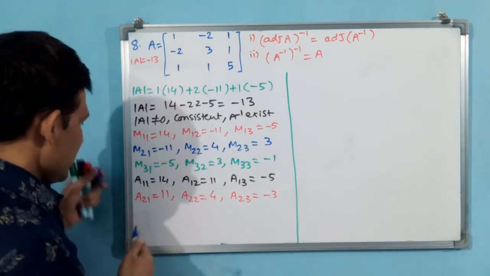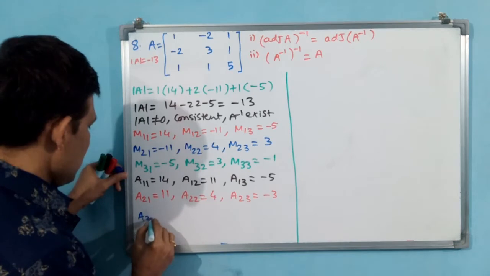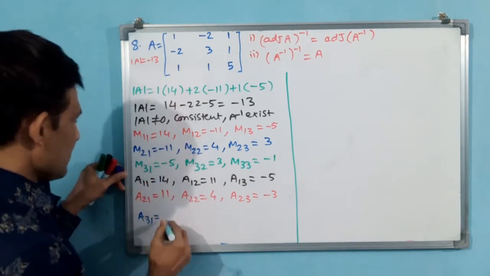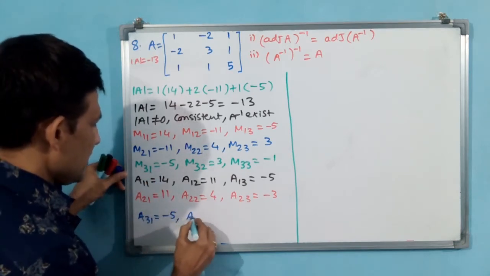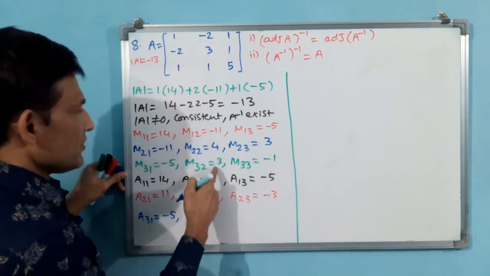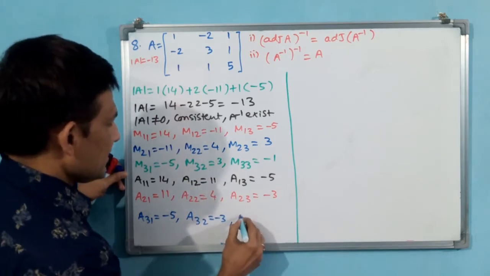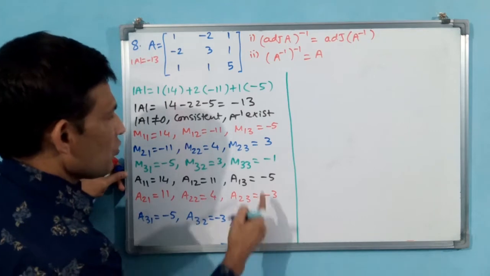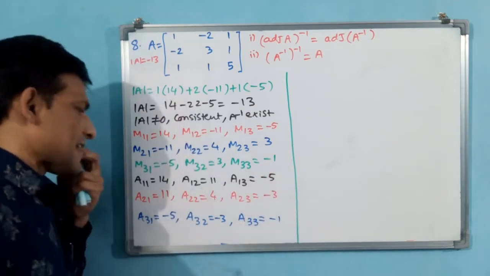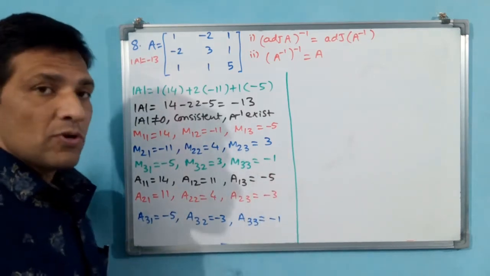Now you take A31. A31, no change. Minus 5 means minus 5 only. A32, change. 3, minus 3. A33, no change. Minus 1 means minus 1 only. Okay, now what we have to do?